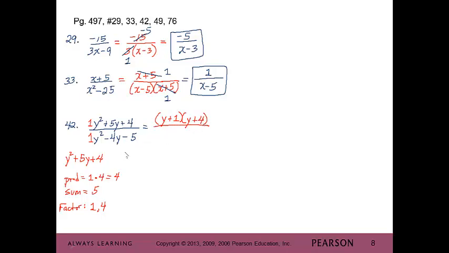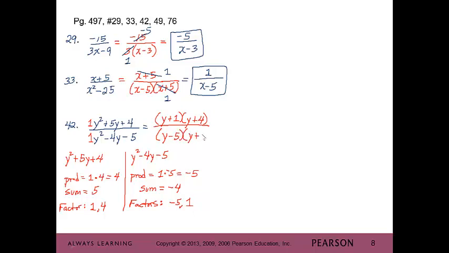And then for the bottom, we have y squared minus 4y minus 5. And the product is 1 times negative 5, which is negative 5. And the sum is negative 4. So now you want the factors of negative 5 that will add and give you negative 4. And they are negative 5 and positive 1. So the denominator factors into y minus 5 times y plus 1.